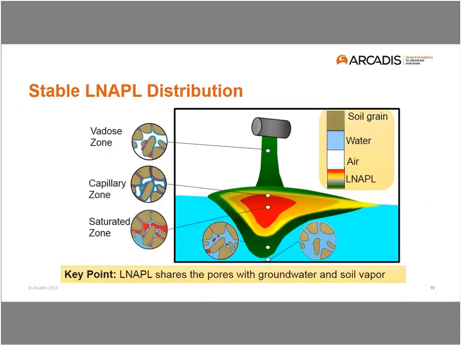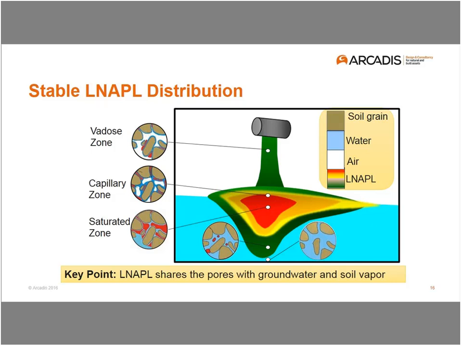So if we look in detail at that stable LNAPL distribution, up here in the vadose zone, LNAPL is sharing pore space with water and air. So the water is this blue halo around the soil grains. The soil grains are what's called water wet. So the water sticks to the soil grains. The air occupies the largest pore spaces. And then in between the air and the water is the LNAPL. And in the vadose zone, it's called an intermediate wetting phase. So it exists in between the water and the air.